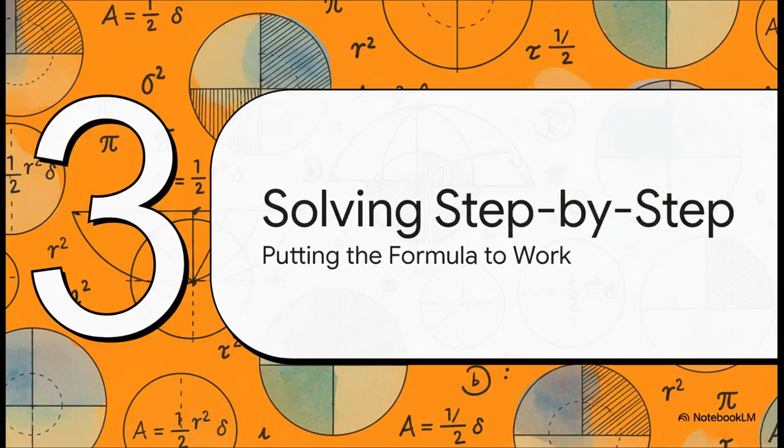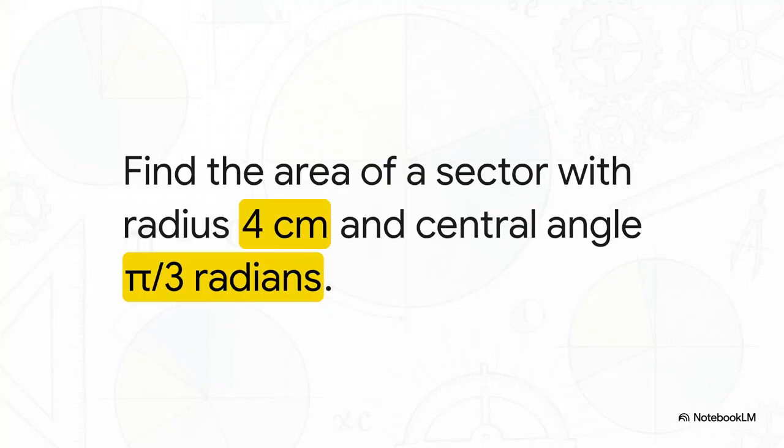Theory is one thing, but let's be real. The best way to get comfortable with this is to actually use it. So let's walk through a few examples, starting simple and working our way up. Let's start with a nice, straightforward problem. We need to find the area of a sector. We're told the radius is 4 centimeters and the angle is pi over 3 radians. Notice anything convenient? Yep, the angle is already in radians, so we're good to go.